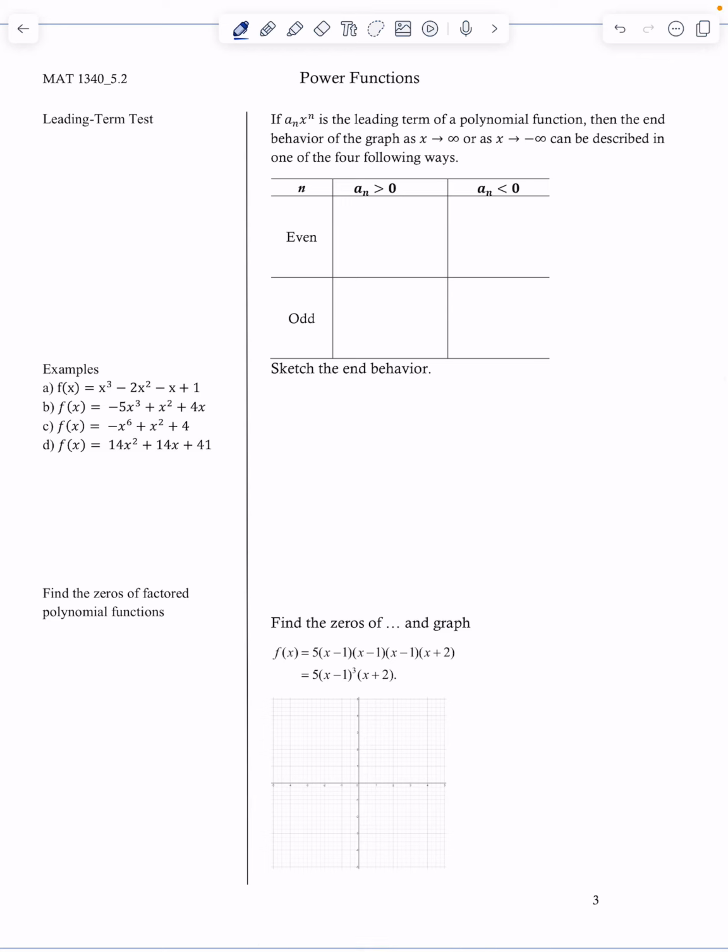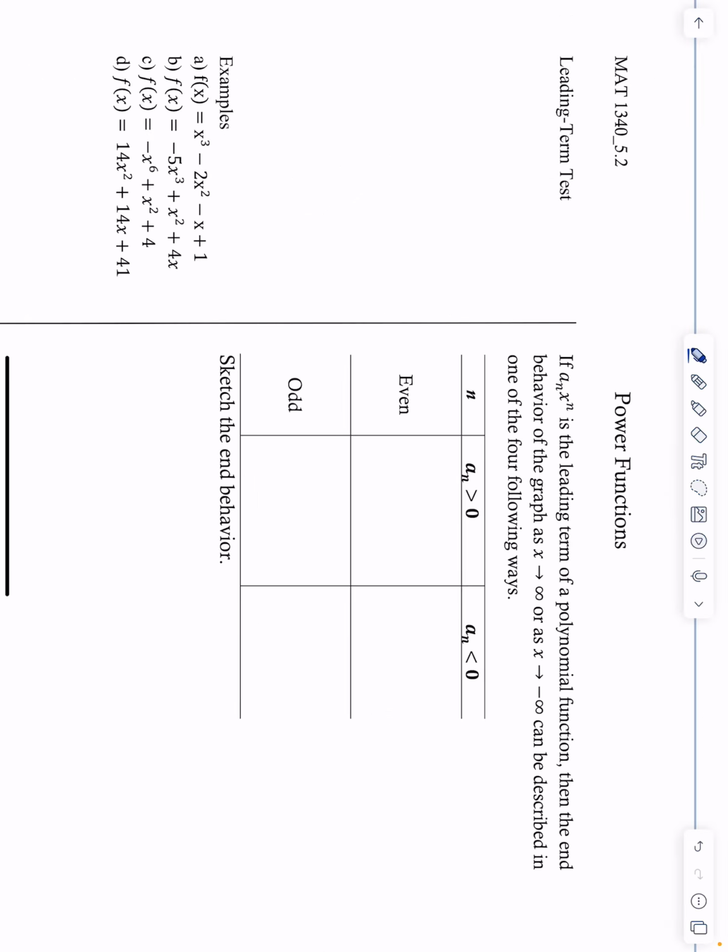Here are the section 5.2 notes, still power functions. This is page 3. And let's get smart and turn this sideways so you see it bigger.